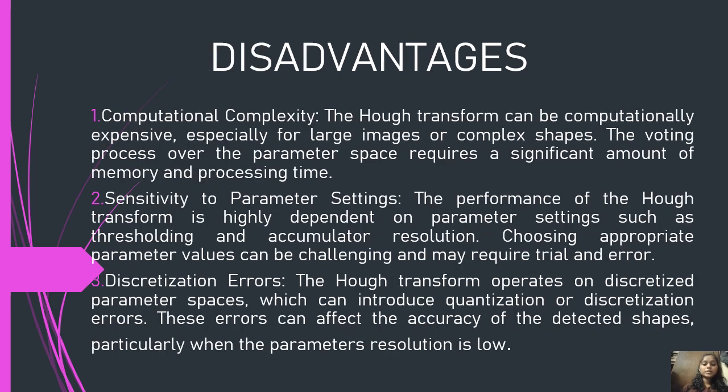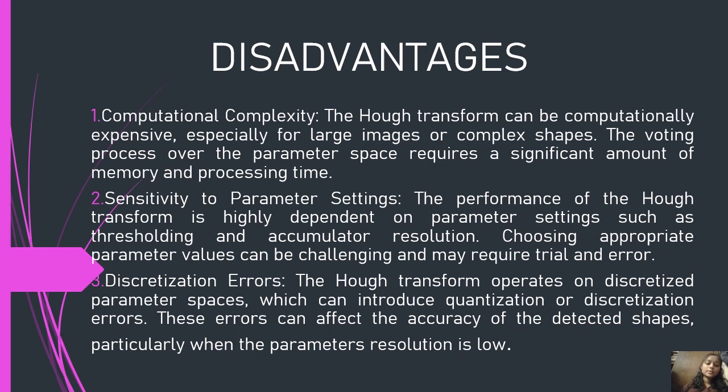And some of the disadvantages. Computational complexity. The Hough transform can be computationally expensive, especially for large images or complex shapes. The voting process over the parameter space requires a significant amount of memory and processing time. Sensitivity to parameter settings. The performance of the Hough transform is highly dependent on parameter settings such as thresholding and accumulator resolution. Choosing appropriate parameter values can be challenging and may require trial and error.